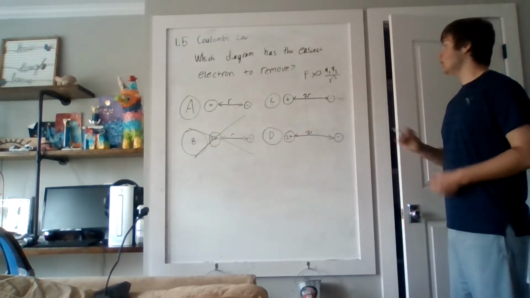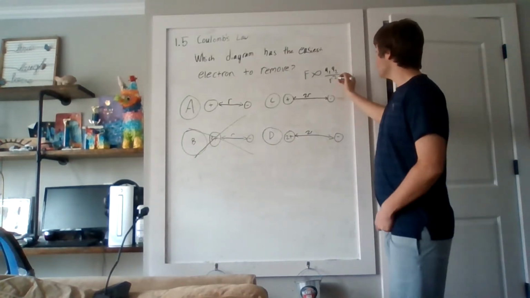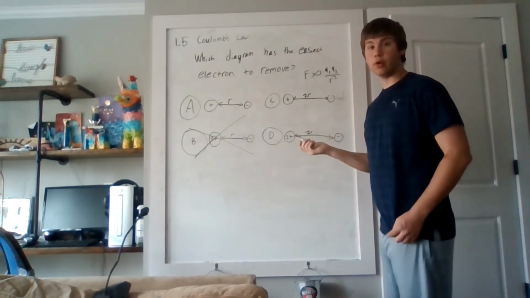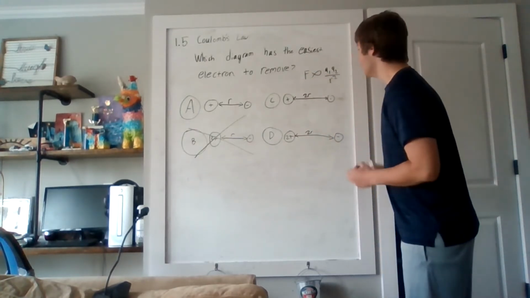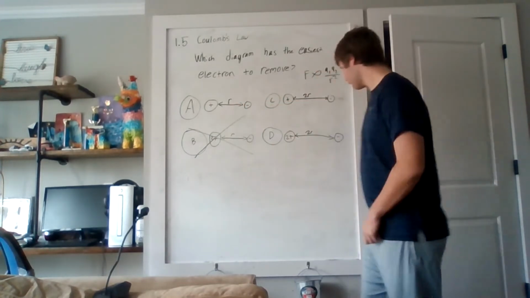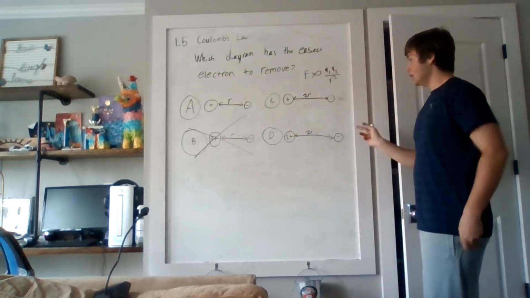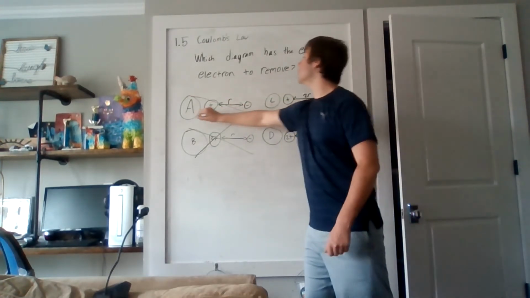C, distance, is doubled, so that means r is squared, so the 2 becomes a 4, and the force is then multiplied by 1/4. So this is 1/4 of the force that this one has. So we know that A is now impossible.